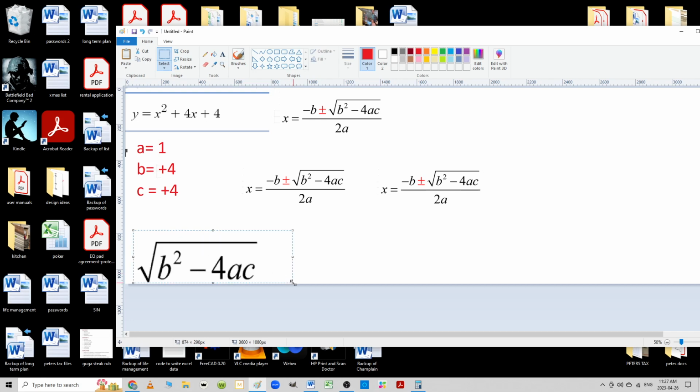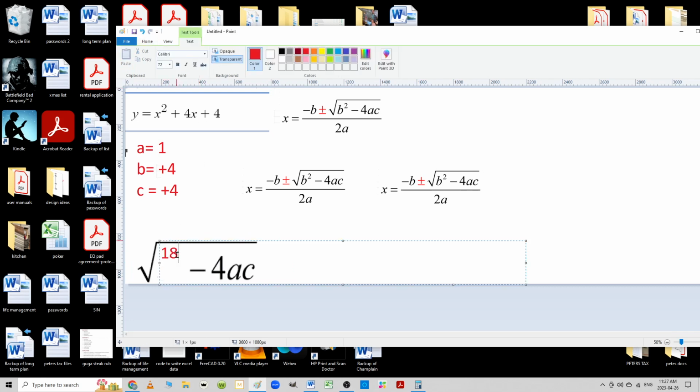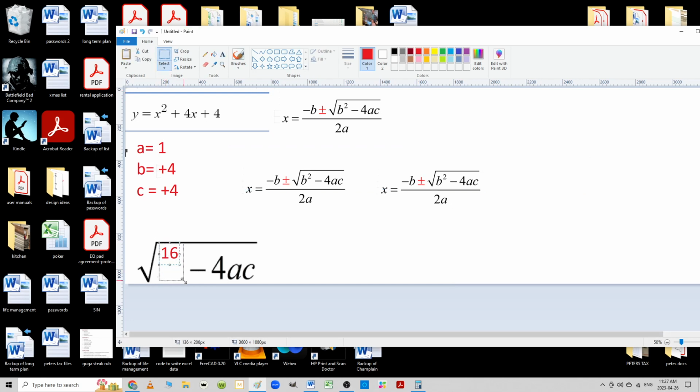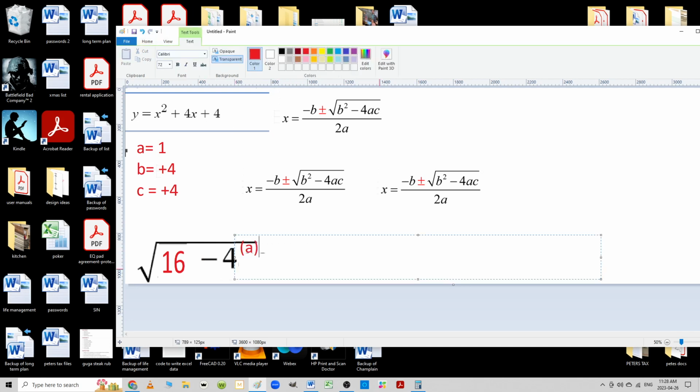What's b squared? Well, b is 4, so b squared is 16. Minus 4 times AC. Well, my A is 1. So if I put these into brackets, it would be like this, times A times C. Well, I discovered my A is 1 and my C is 4. What's negative 4 times 1 times 4? It's negative 16.